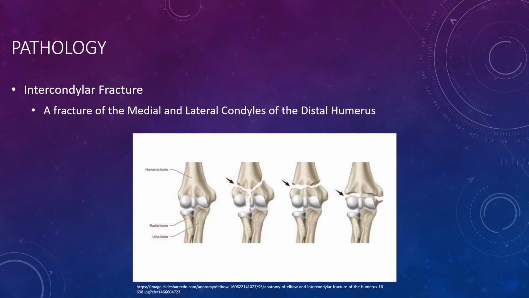Pathology. The second type of fracture is intercondylar fractures, and that is a fracture of the medial and lateral condyles of the distal humerus. As you can see in the picture below, it can happen in 3 different degrees as well.